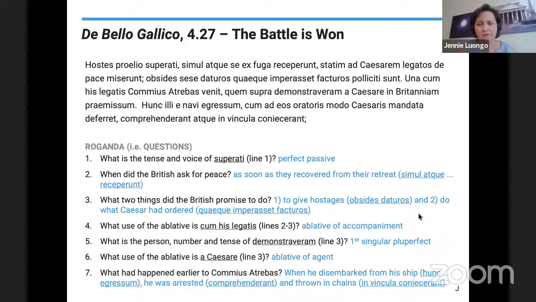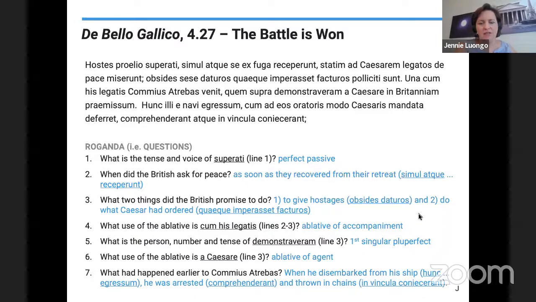Also, I think nowhere in Caesar does it say that the Romans gave hostages. Right, right. So the second thing that they promised was that they would do facturos quae imperasset, what Caesar had ordered them to do. Number 4, what kind of ablative is cum his legatis?